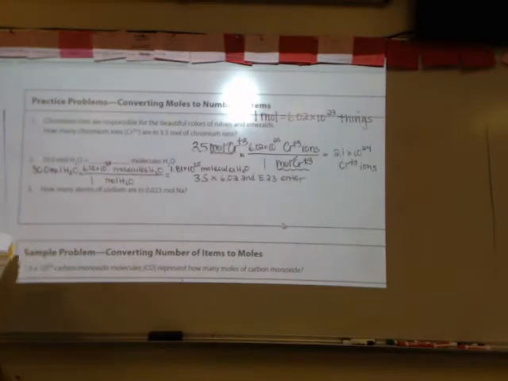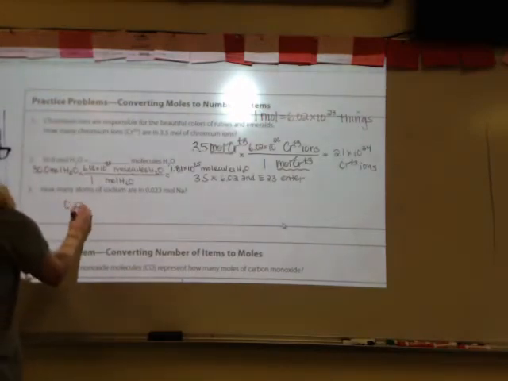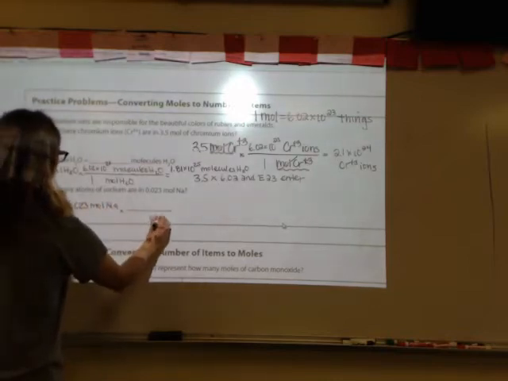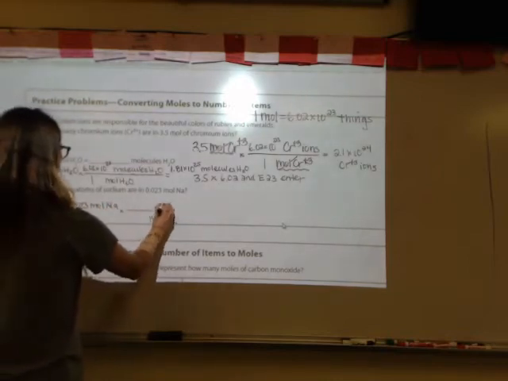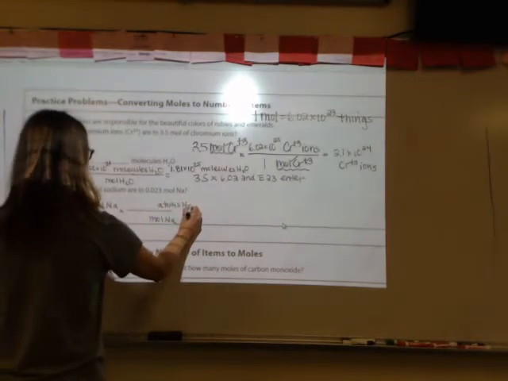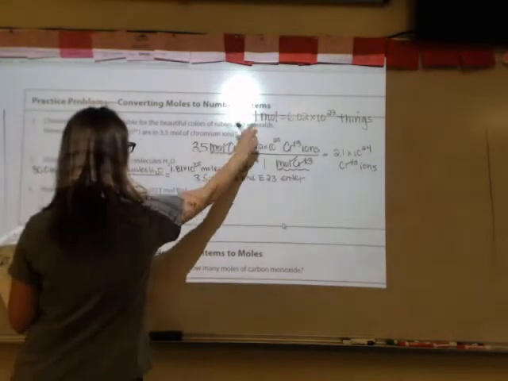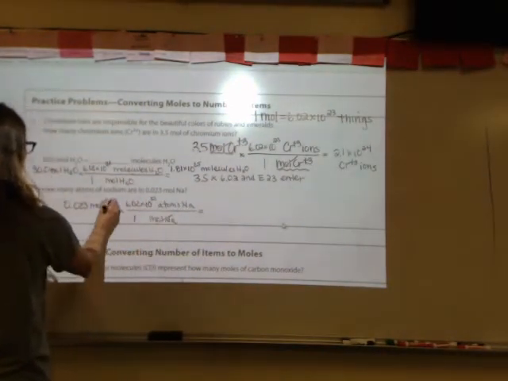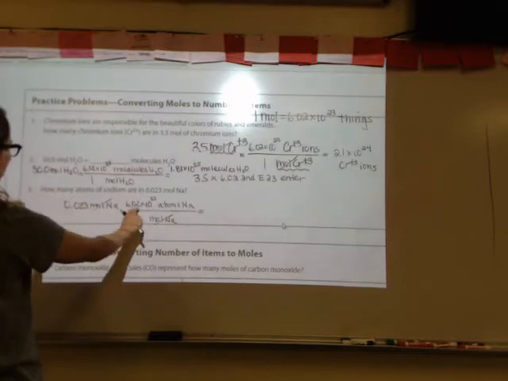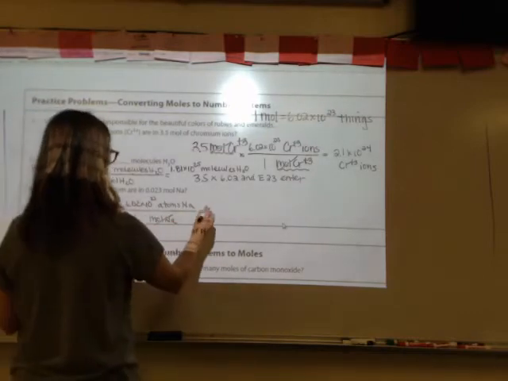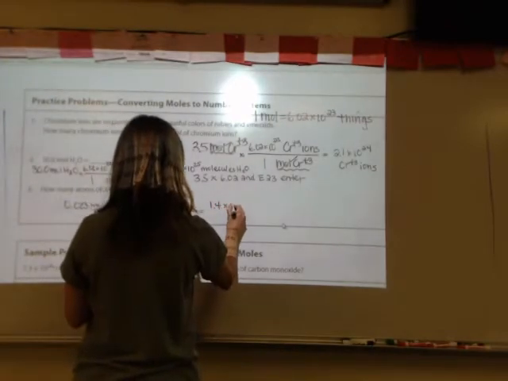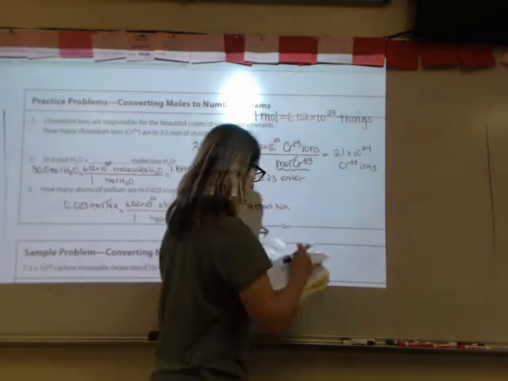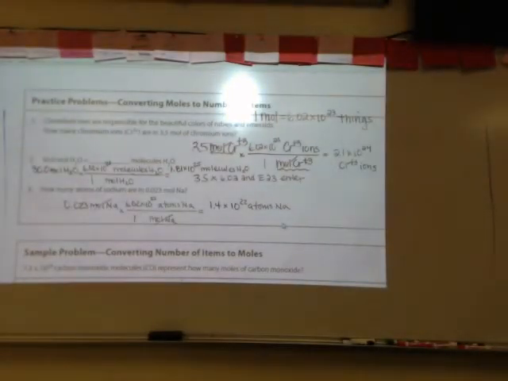For number 3, how many atoms are in 0.023 moles of sodium? Moles of sodium is on the diagonal, and you're going to put atoms of sodium on top. The number 1 goes next to moles, and the 6.02 times 10 to the 23rd goes next to atoms. So this is 0.023 times 6.02 second E 23. You're going to need 2 sig figs in your answer. It's 1.4 times 10 to the 22nd atoms of sodium. Okay?